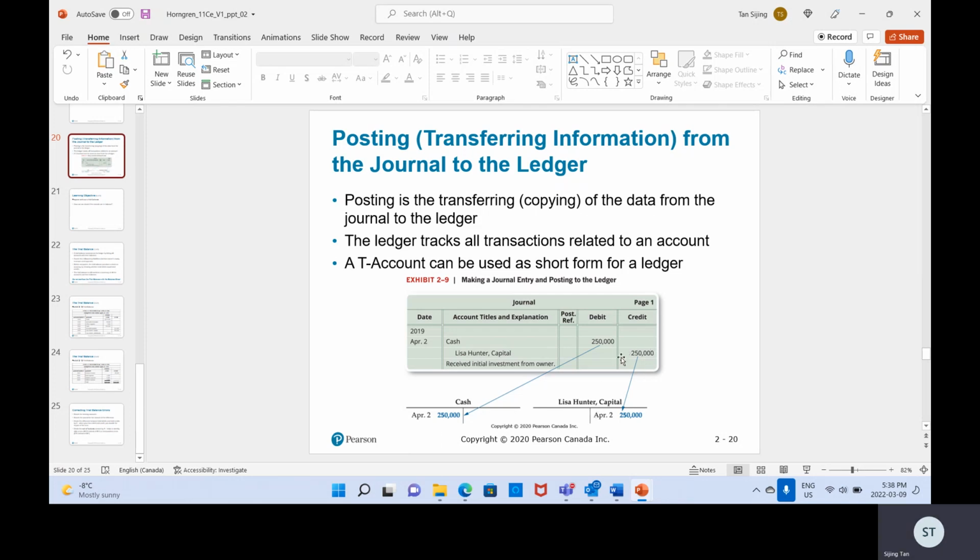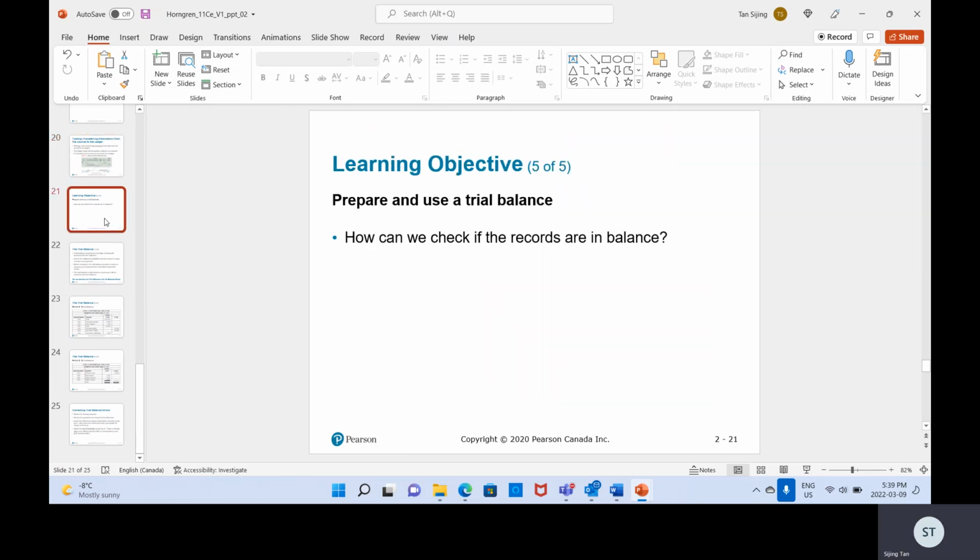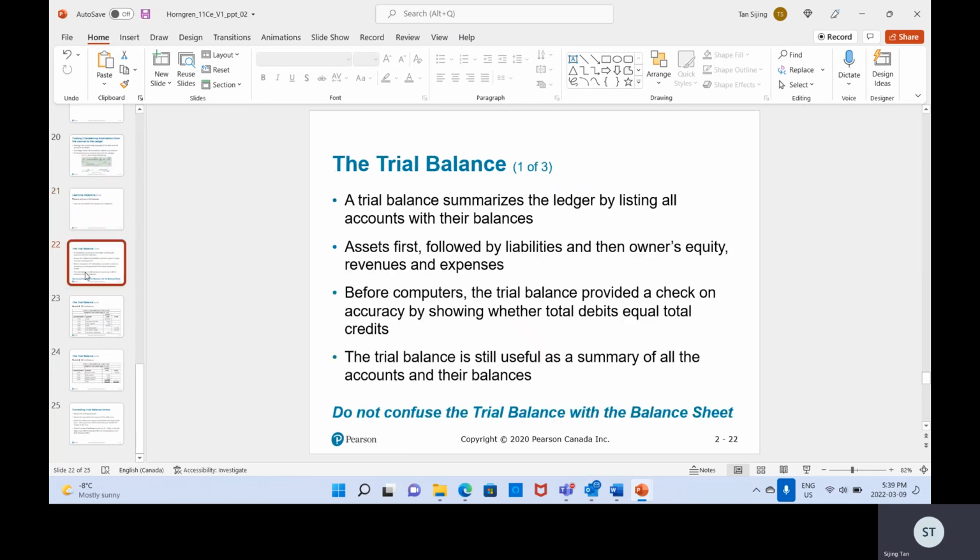So you can see that our debit to cash, we put into our cash account on the debit side. And our capital, owner's equity, is on the credit side, so we put our Lisa Hunter capital on the credit side. Those are how the different accounts work. Now we're going to the last learning objective: how can we check if the records are balanced? The trial balance.